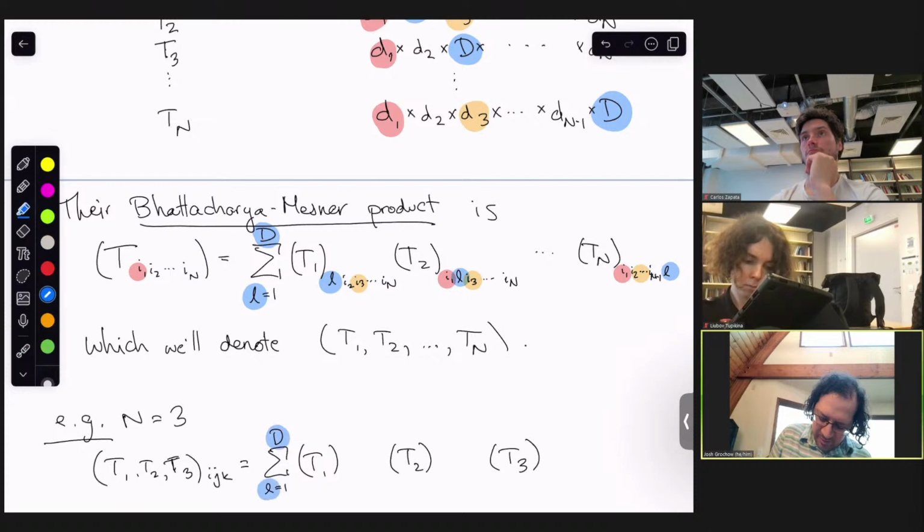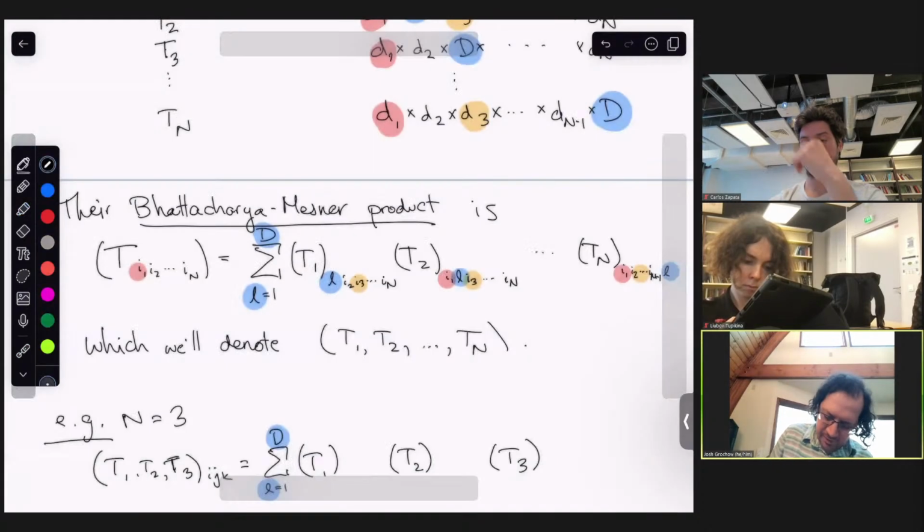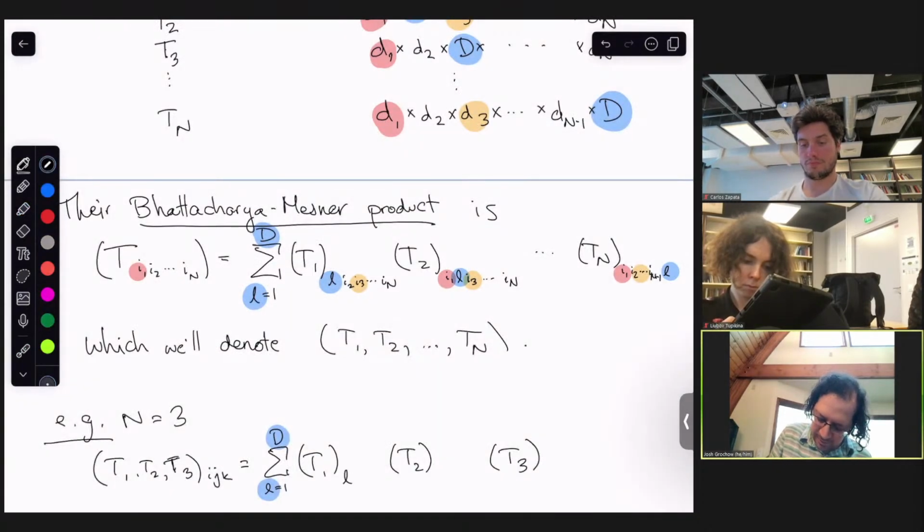Right, so we're going to be summing over this L. And so we're going to go L, J, K for the first one. In the second one, we're going to sum over the second index. And then the third one, we're going to sum over the third index. Okay, and then I just fill in these other things according to what the index of the output is.